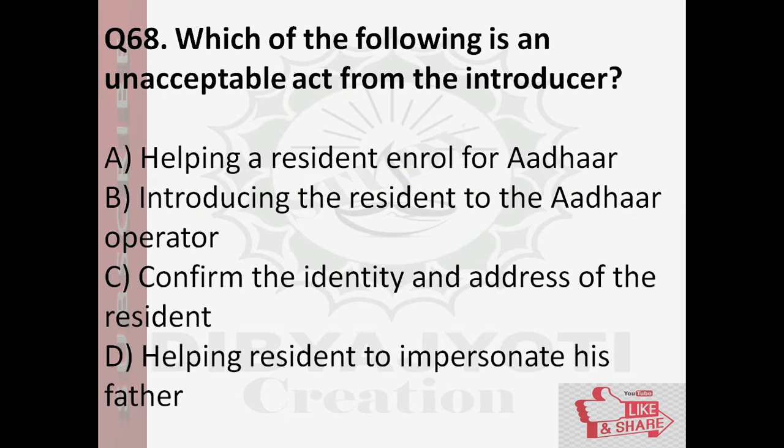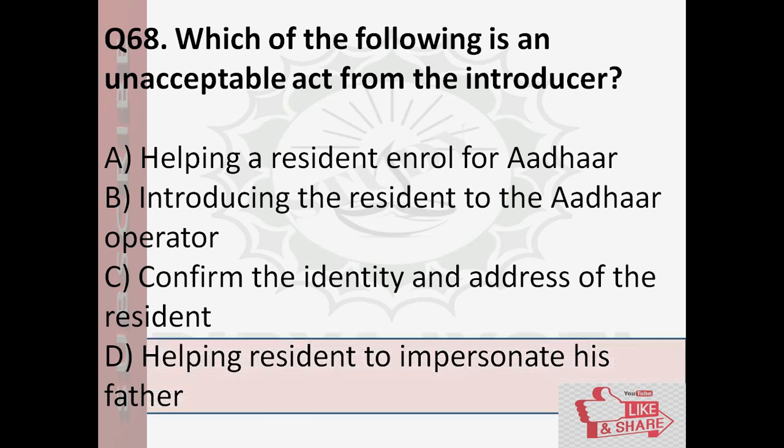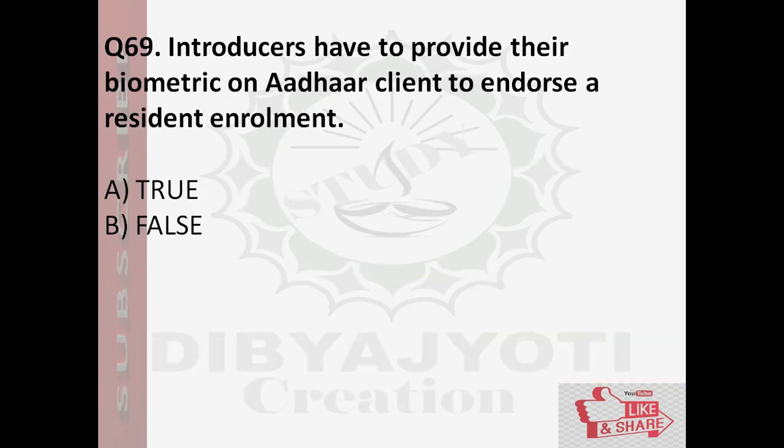Question number 68. Which of the following is an unacceptable act from the introducer? Option A, helping a resident enroll for Aadhaar, introducing the resident to the Aadhaar operator, confirm the identity and address of the resident, helping resident to impersonate his father. And answer is option D, helping resident to impersonate his father. Question number 69. Introducers have to provide their biometric on Aadhaar client to endorse a resident enrollment. True or false? And answer is option A, true.